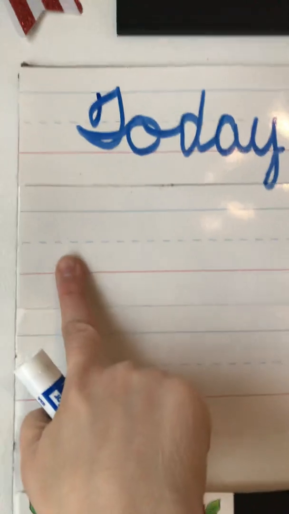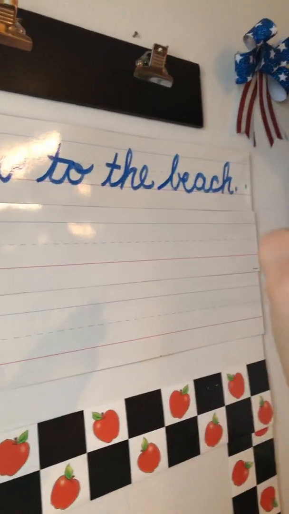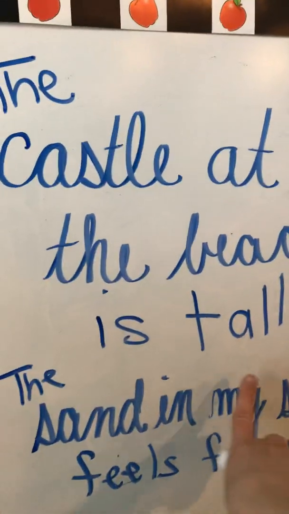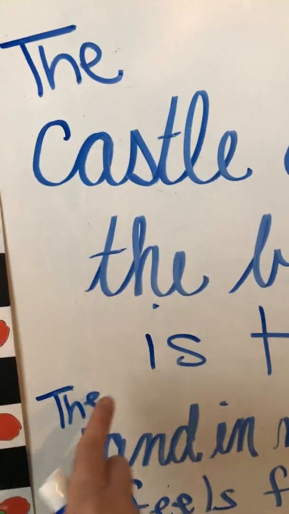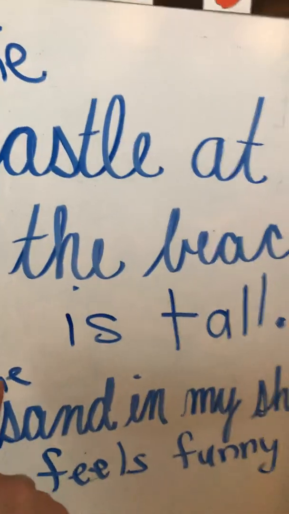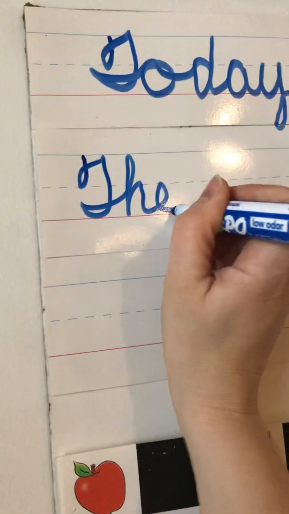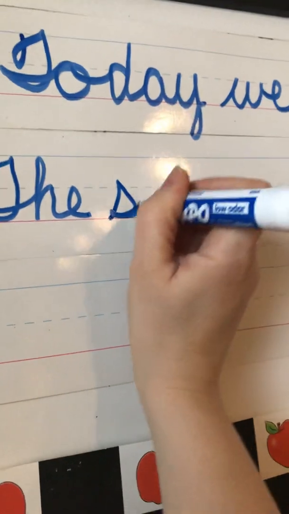Now I've run out of room, so my next sentence will have to start on this line. But if you don't run out of room, you can keep going on that same line. My next sentence, I'm going to use one of the ones that we fixed down here. Sand in my shoe, remember that one? I'm going to use the cheese that we added and make it say, the sand in my shoe feels funny. So in my story, I've made it to the beach, and now what's going to happen next? The sand in my shoe feels funny.